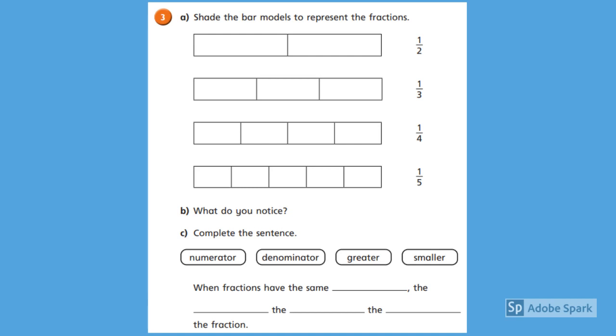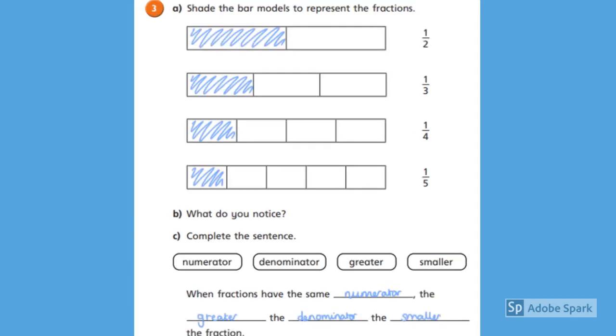So let's have a go at question number 3. Pause the video while you work out the answers. The answers to question number 3. We can see that when you shade in, the fractions are getting smaller. The stem sentence reads, when fractions have the same numerator, the greater the denominator, the smaller the fraction.